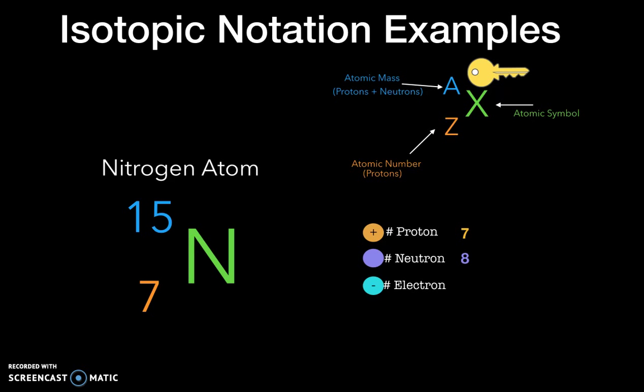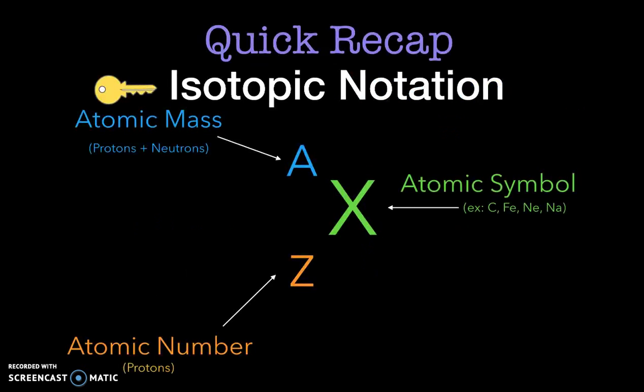Lastly, for any stable atom that doesn't have a charge, the number of protons is going to equal the number of electrons. So for this nitrogen atom, the number of electrons is also going to be 7. This is a quick recap of isotopic notation. Please pause the video and go back to any of the material that you still find a little bit confusing.